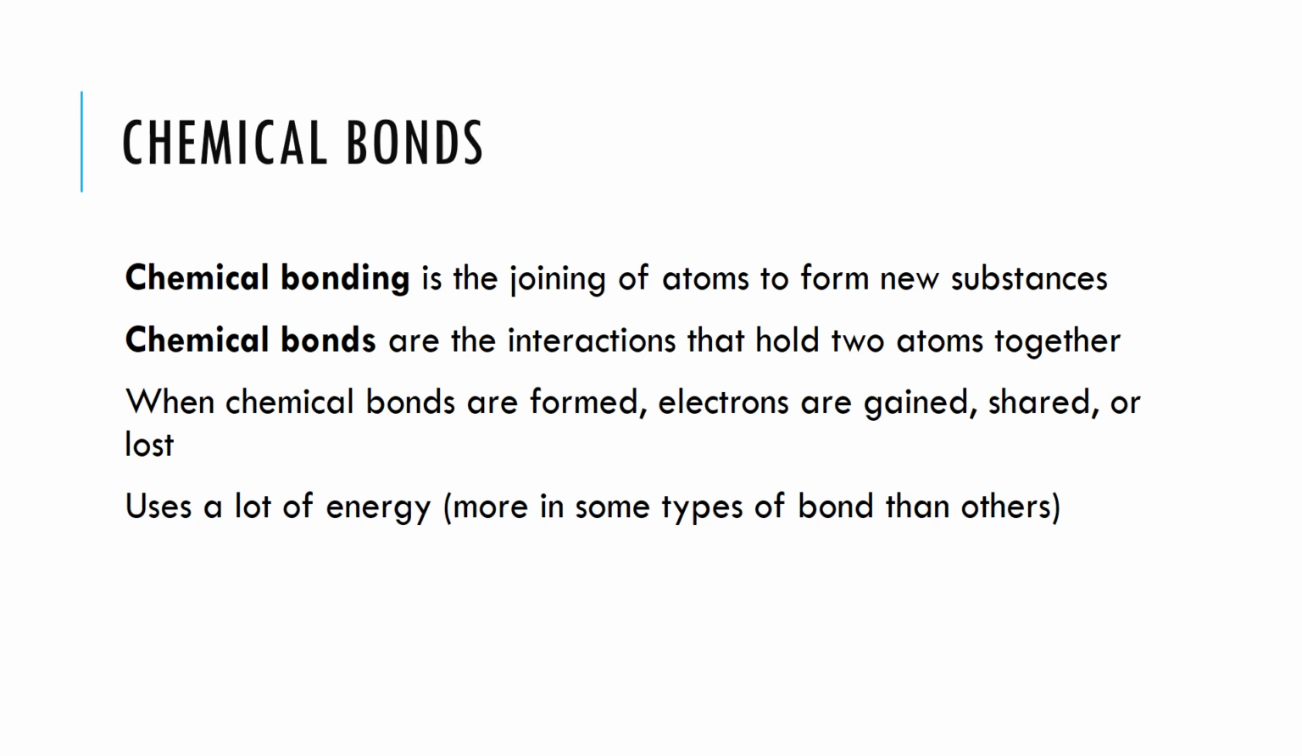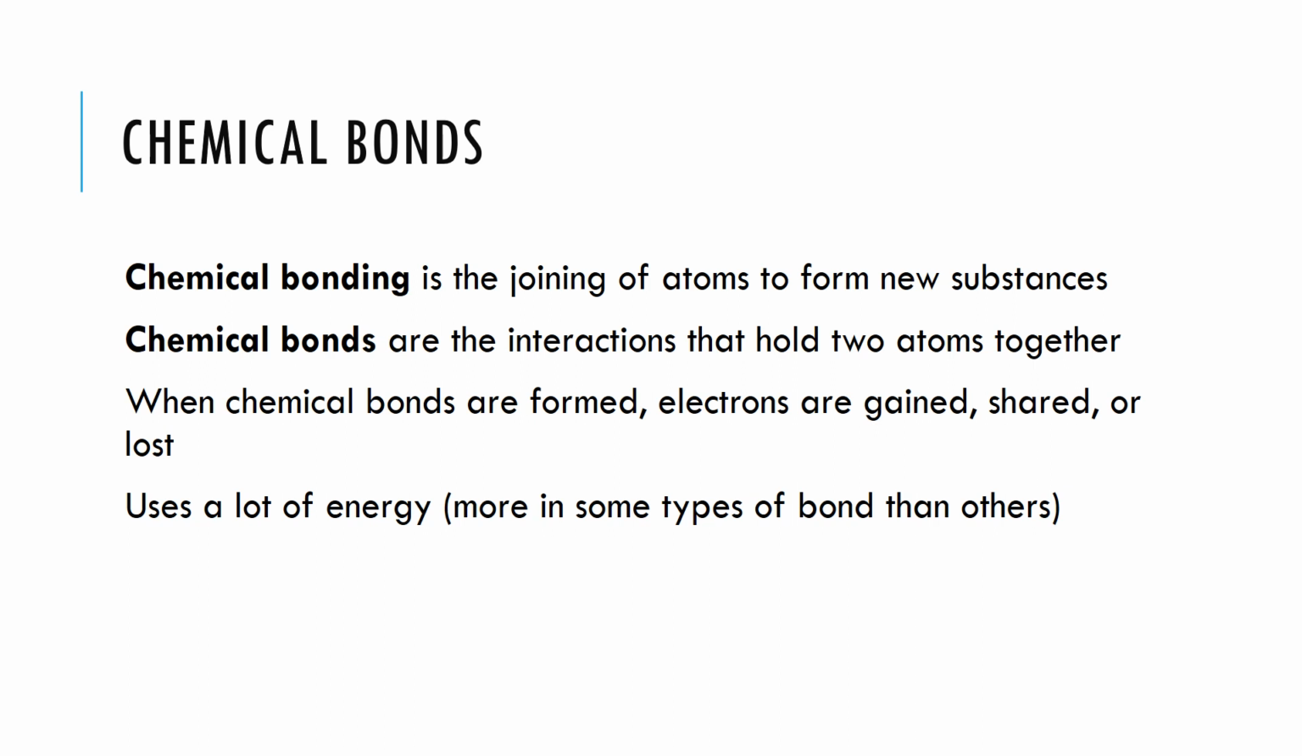So first off, the definition of chemical bonding is the joining of atoms to form a new substance. We know that a chemical change happens when two or more things combine and you get a new substance. When those reactions happen, a lot of times chemical bonds are broken and formed as the new things form. The chemical bonds themselves are the interactions that hold two atoms together.